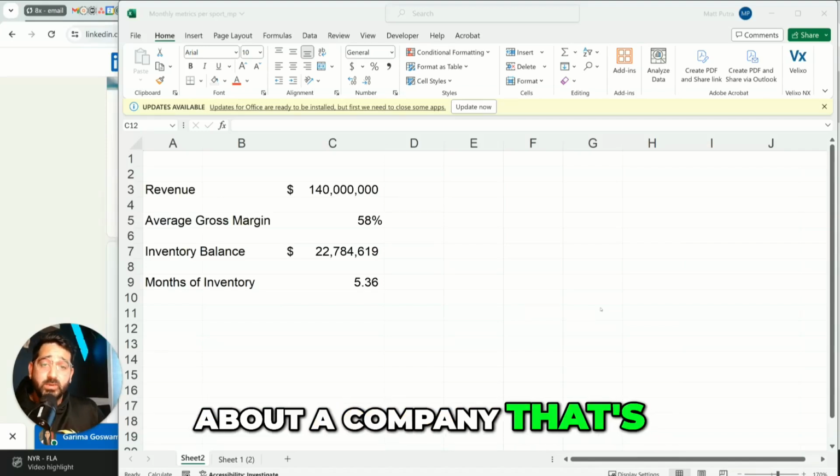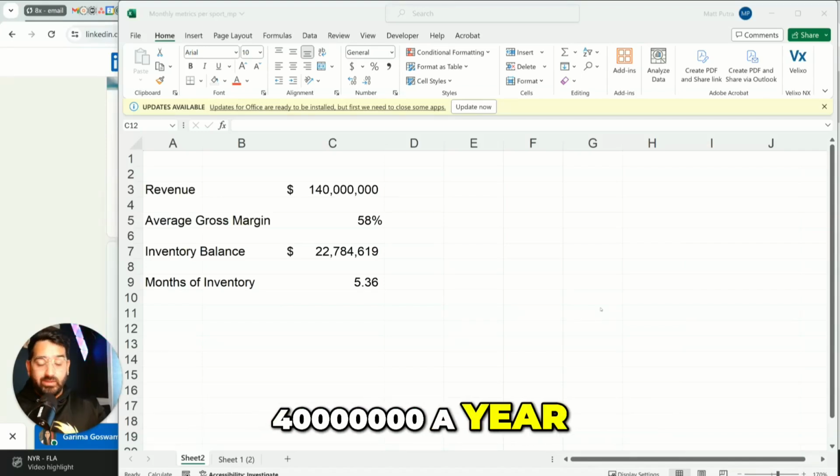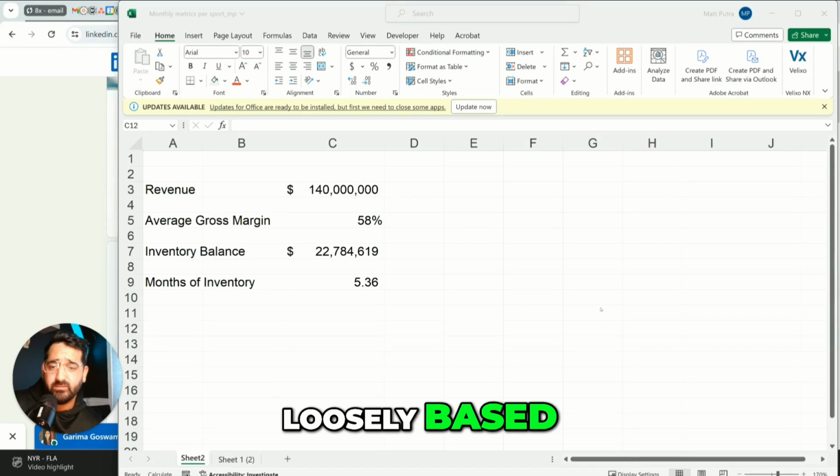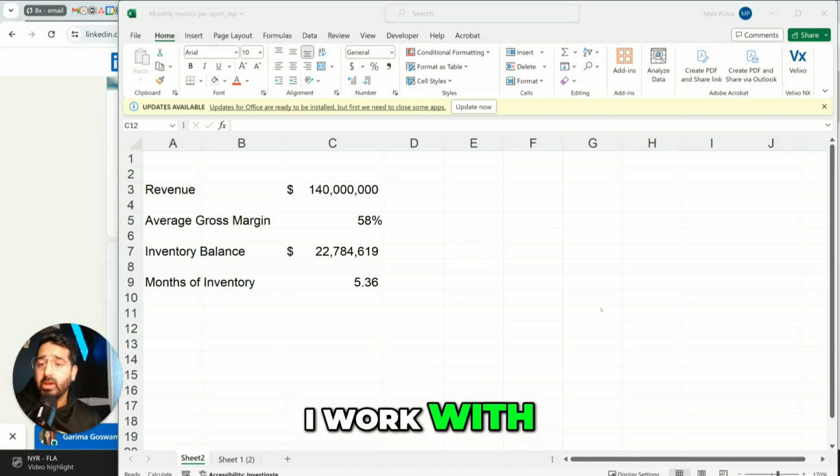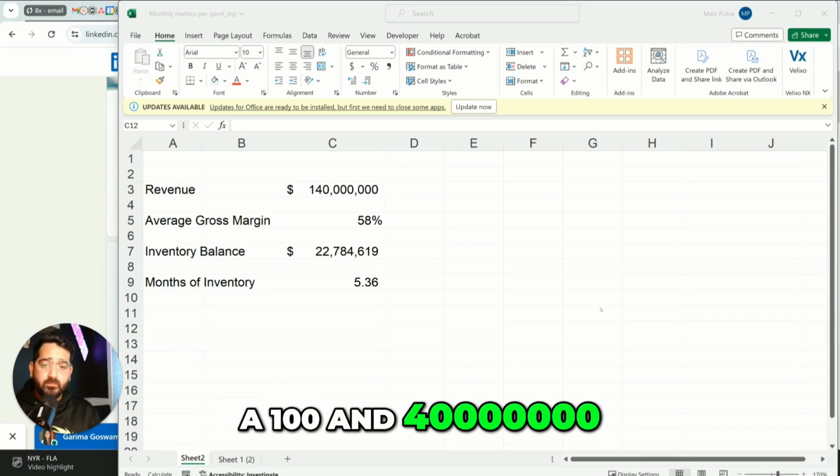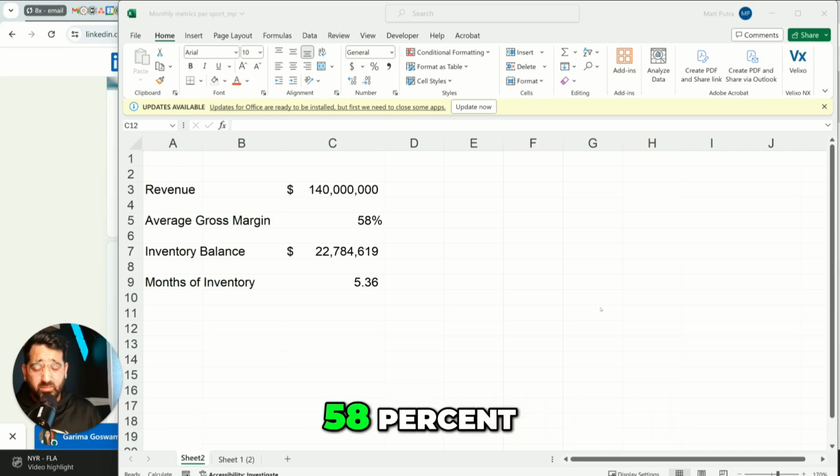Let's talk about a company that's doing 140 million a year, loosely based off a few that I work with. Now, this company's doing 140 million. The average gross margin is 58%, which is pretty good at that size. Very good at that size, I would say.